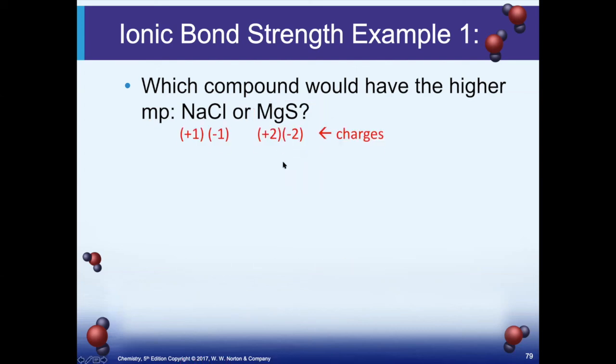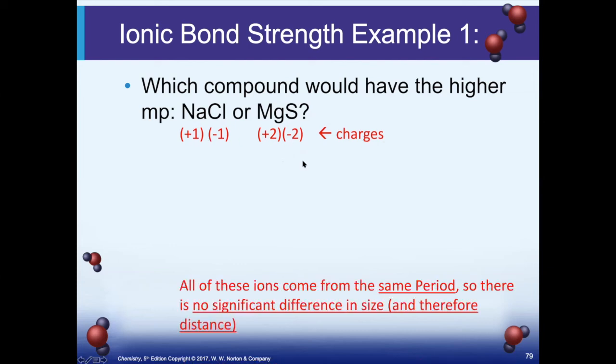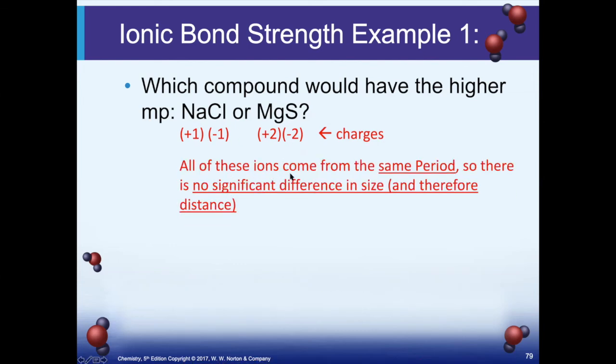Okay, so magnitude of charge on each of these. So all of these ions, oh, well, that's another important point, if you look at the periodic table, all of these elements are in the same period. So all of these ions come from the same period. So there's no significant difference in size. And therefore the distance is not significantly different. So that's not a factor here.